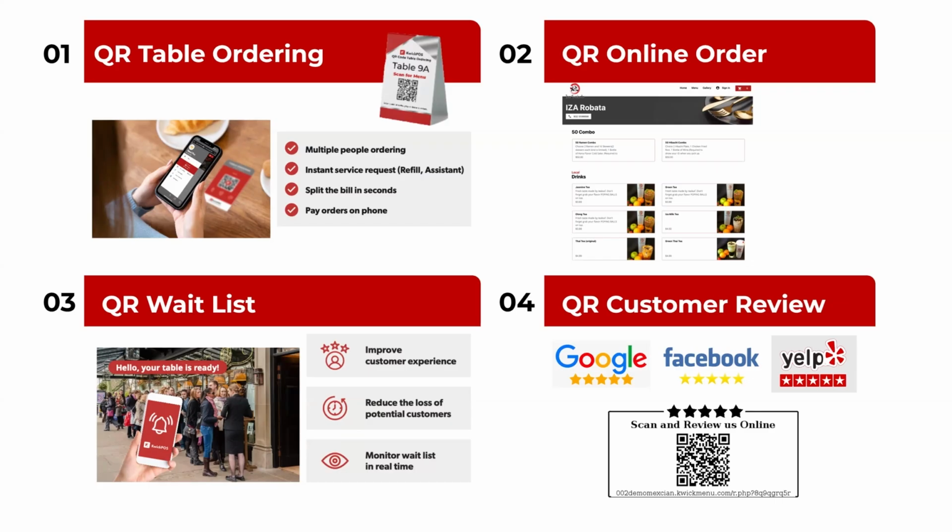And if you guys are really busy and don't have any tables available, you can have one for a wait list. So your customers can scan it, leave their information, and when a table is available, you can send them a text message. And then the last one, the customer review, you could have a sticker throughout the store, or you could also have it print at the bottom of the customer's receipt. So if you have Google, Facebook, or Yelp, they can just place a review on those sites.